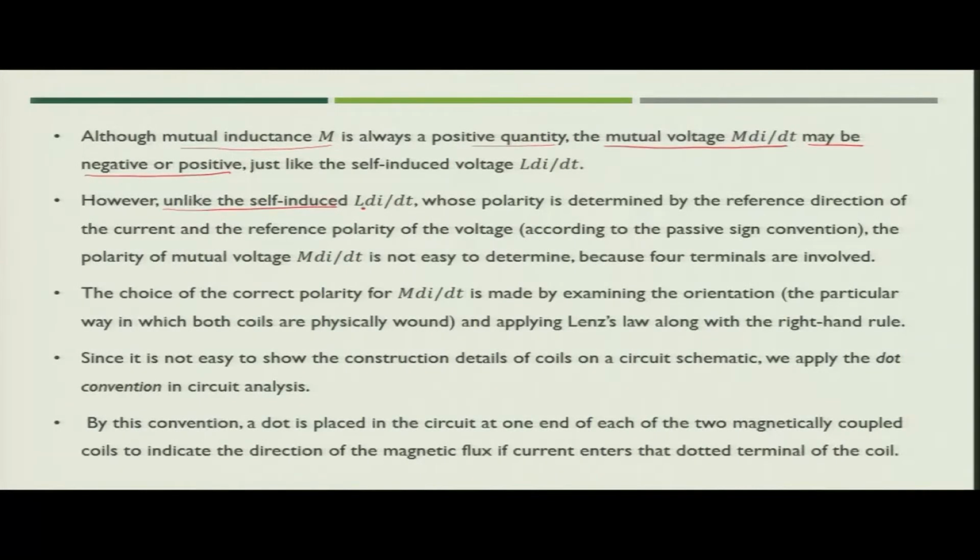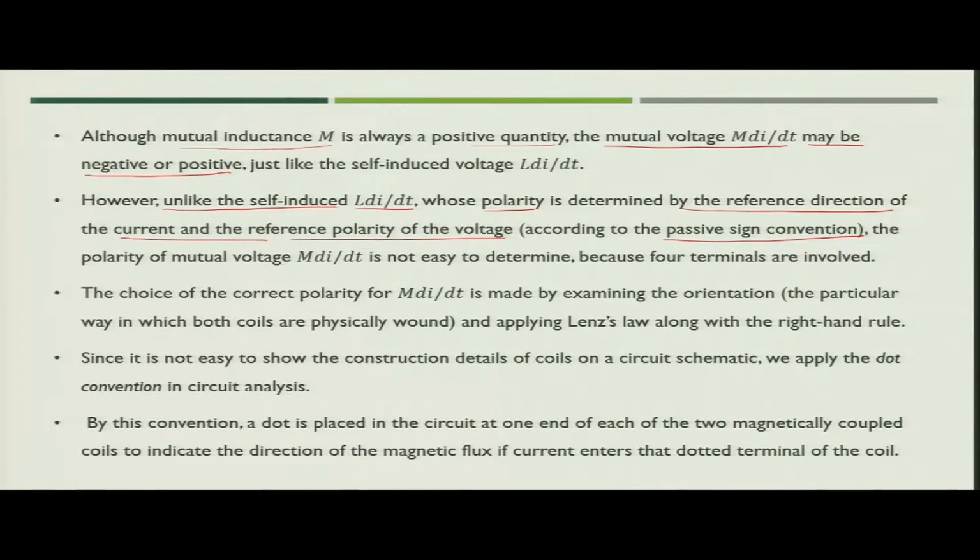Unlike the self induced voltage L di by dt, for which you can find the polarity. How? You determine the polarity by the reference direction of the current and the reference polarity of the voltage. If you remember, we discussed the passive sign convention in our first week. You can use that discussion to find the polarity in the case of self induced voltage, that is L di by dt.